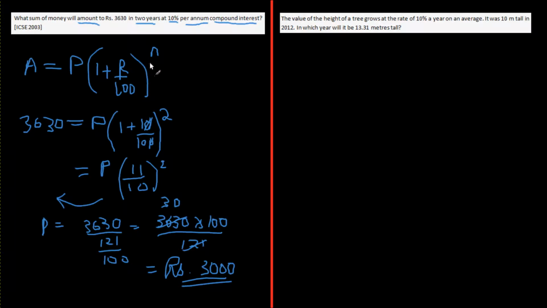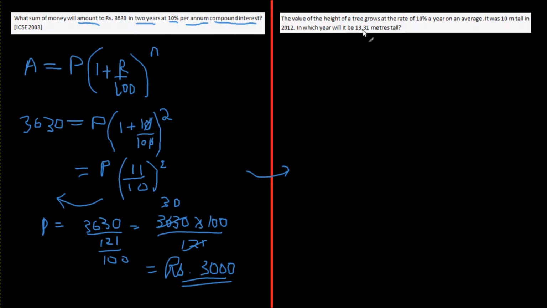Now, the second question is based on the same formula, but this is from growth and depreciation. The height of a tree grows at the rate of 10% a year. So you're given the rate per annum, on average. It is 10 meters tall in 2012. In which year will it be 13.31 meters tall? It's the same thing as the principal. The principal is what you had originally, and it's given that it was 10 meters tall in 2012. So originally it was 10 meters tall, and eventually it was 13.31 meters tall.